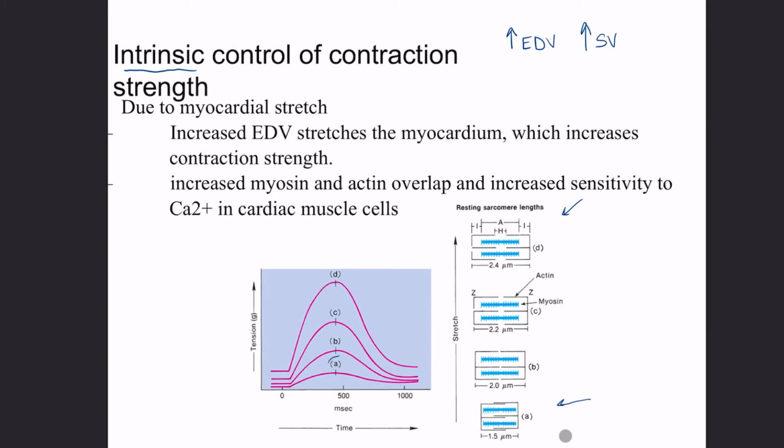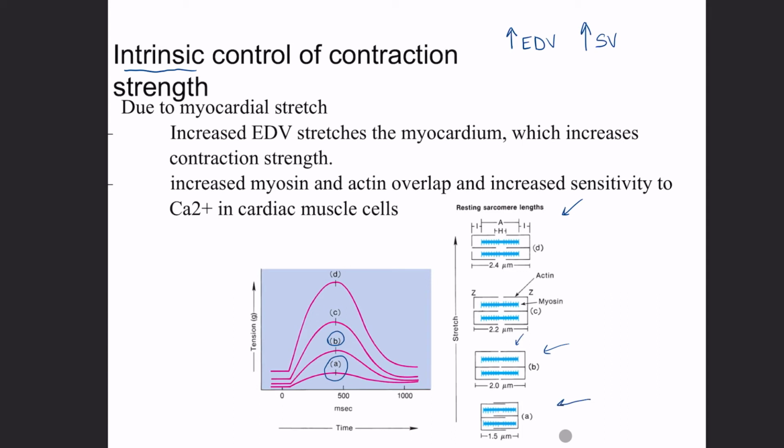And we see that here. There's not a lot of contractile strength. You can see the tension. As it stretches out even more because of more volume in the ventricles at the end of diastole, it would be able to contract stronger because these myosin can attach to more actin filament.